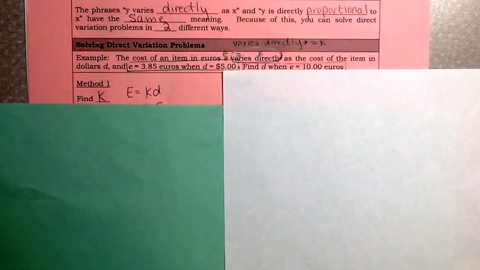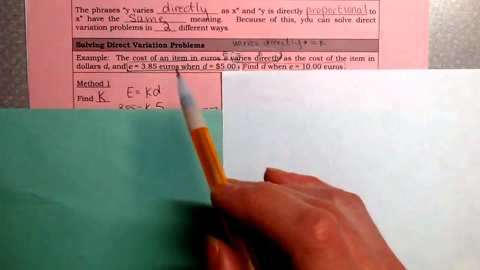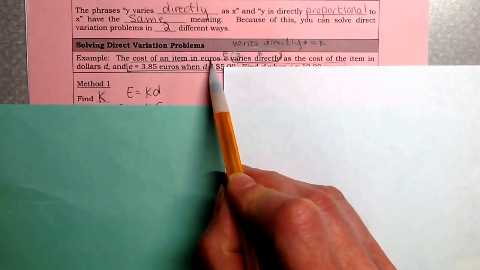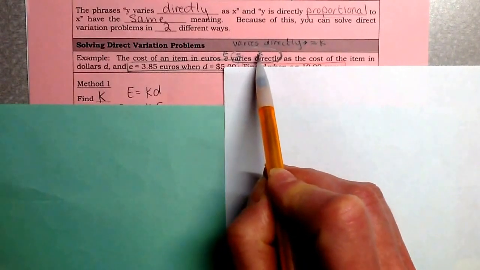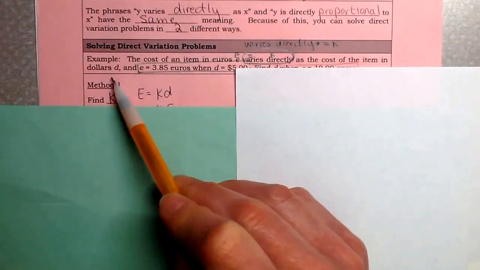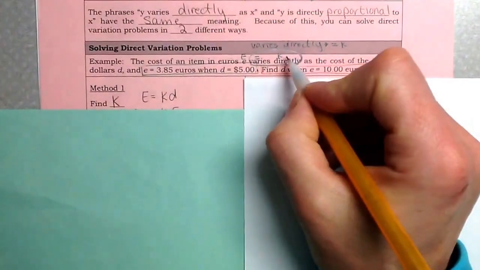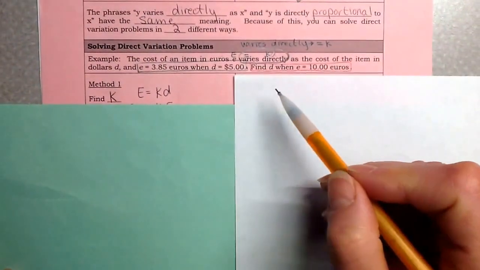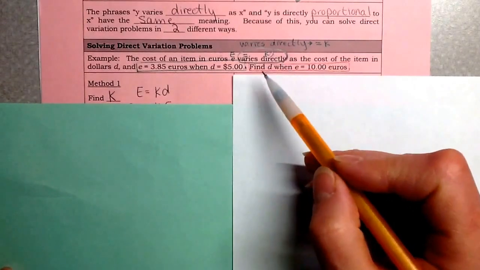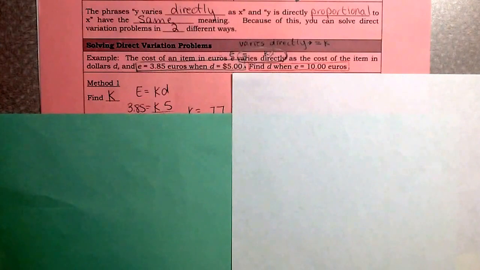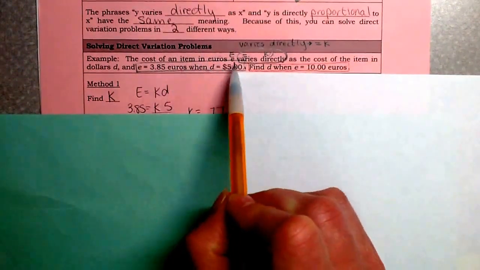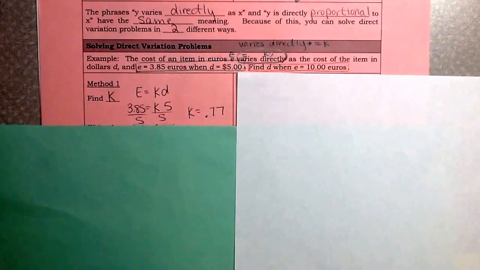Method 1, we want to find k. So we know that when we go back up and read this, E, and then as soon as it says varies directly, you want to write equals k as the cost of the item in D. So that is how you set up. It's not always going to be y equals kx. You have to pull the information out of the story problem. So here it's E and D. So we're going to substitute the value for E, which is 3.85, substitute the value for D in the first set here, which is 5, and when we divide, we're going to get that k equals 0.77.